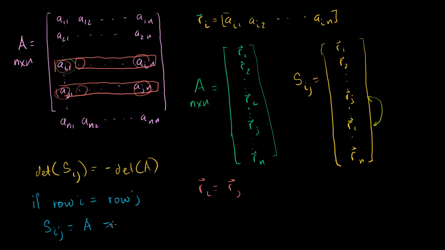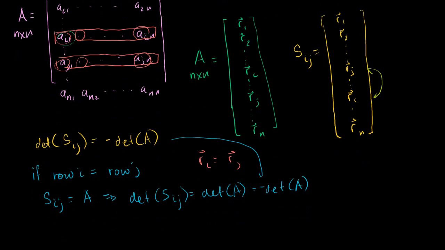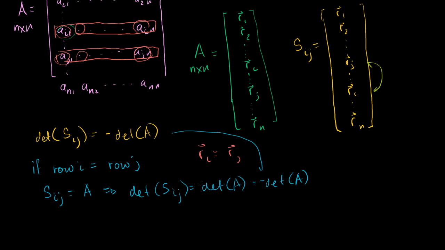So that implies the determinant of the swapped matrix is equal to the determinant of A. But we just said that when you swap two rows, it equals the negative of the determinant of A. So this tells us it also has to equal the negative of the determinant of A. So what does that tell us? That tells us if A has two rows that are equal to each other, if we swap them, we should get the negative of the determinant.